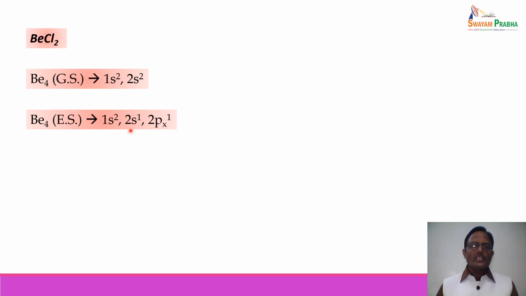So the electron can jump to any of them. Consider it jumps to the px orbital. So now the electronic configuration in the excited state will be 1s2, 2s1, 2px1. Now it is showing the desired valency 2, or desired covalency 2, because now it has to form two bonds with the two chlorine atoms. So the desired valency is shown.